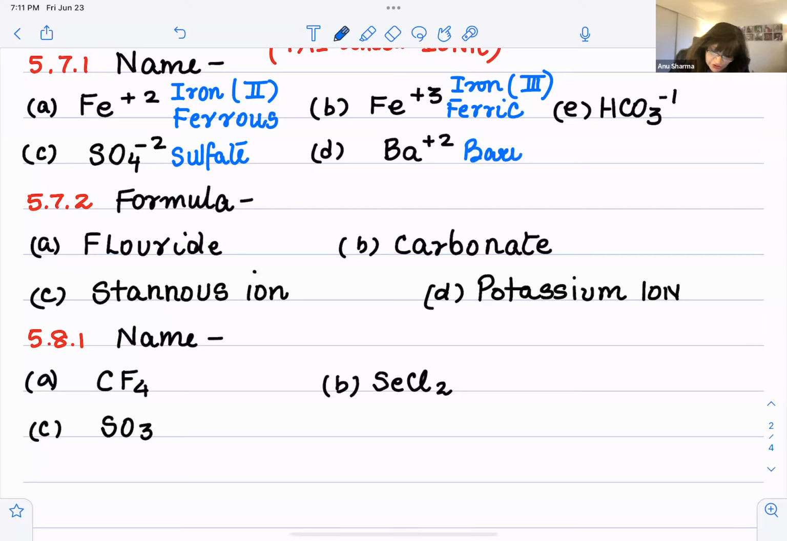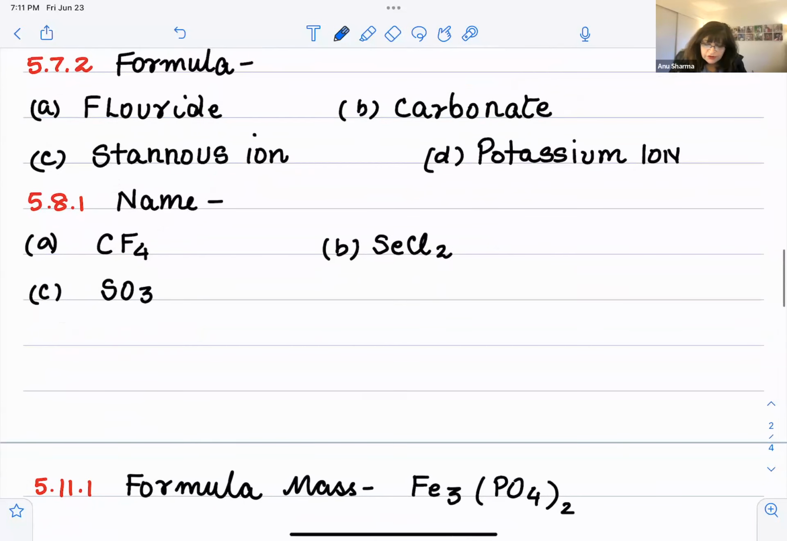Now, barium does not show variable positive charges. So therefore, barium is just written as barium. Next is the bicarbonate. You can also call it hydrogen carbonate. Either way, bicarbonate or hydrogen carbonate is the same. So this question relates to memorization.